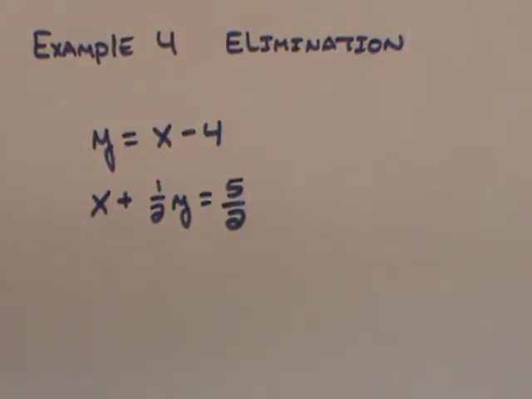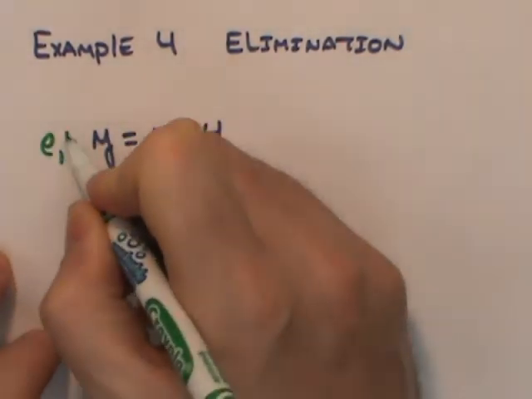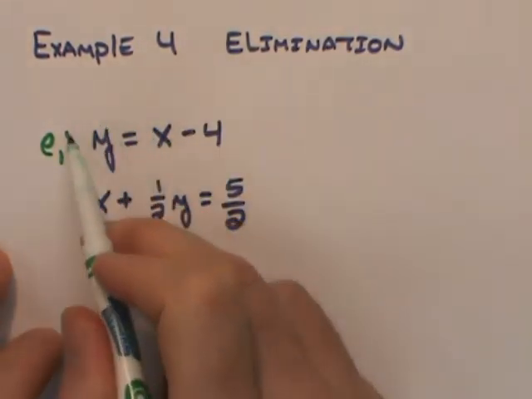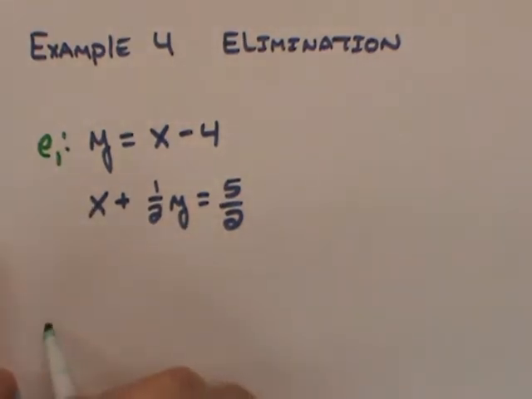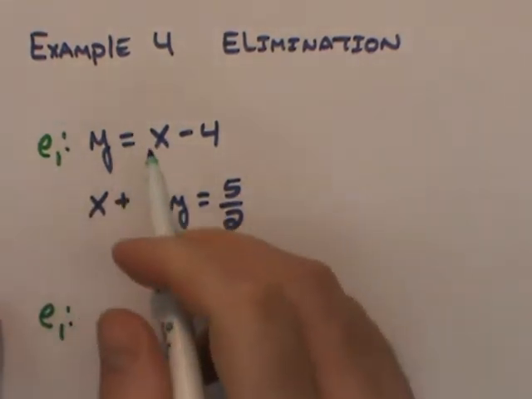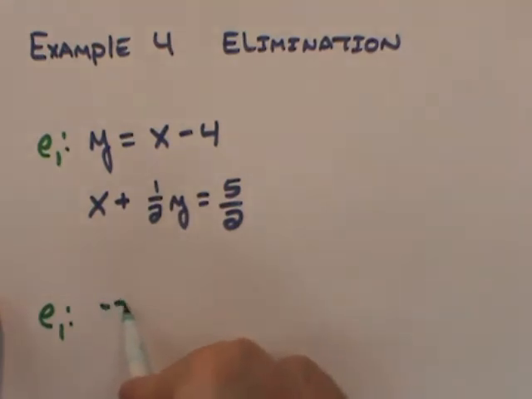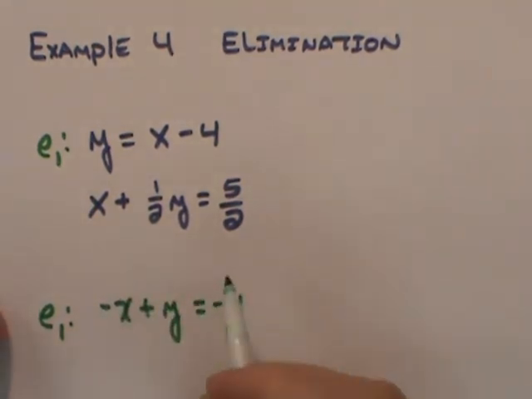Example 4, using elimination. As we try to solve these systems of equations, we want them to be in standard form. So as I look at this first equation, it's in the slope-intercept form. It just doesn't do anything for me. And so what I'm going to do is move that x into the first position. Down here, that means equation 1 can be written as negative x plus y equal negative 4.